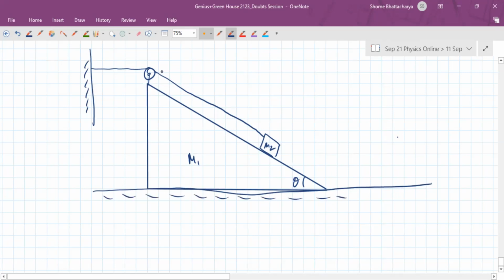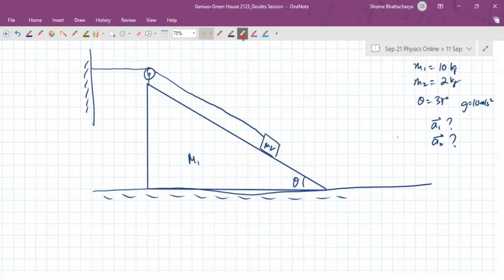Suppose it is given to us that M1 is maybe 10 kg, M2 is let's say 2 kg, and the angle theta is let's say 37 degrees. g is 10 meters per second squared. I want to find the accelerations, both in terms of magnitude and direction. What we'll understand immediately is that because of the mg sin component, this will tend to slide down. And the moment this slides down, this will go like this.